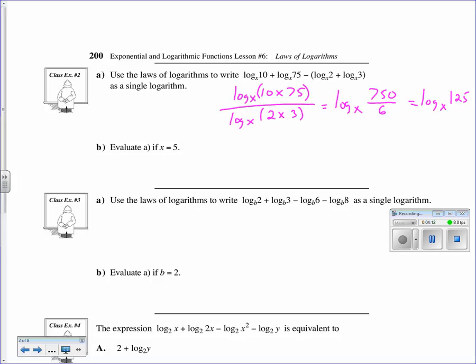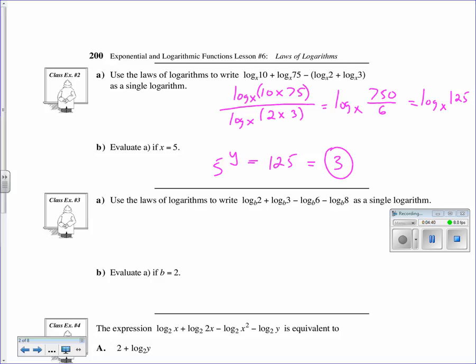And then if x is 5, I've got a really nice statement to evaluate. X being 5, so 5 raised to what exponent is equal to 125? Well, we know that that value is 3, and it's probably better if I make that a y. 5 raised to the unknown exponent is 125, and the exponent is 3.